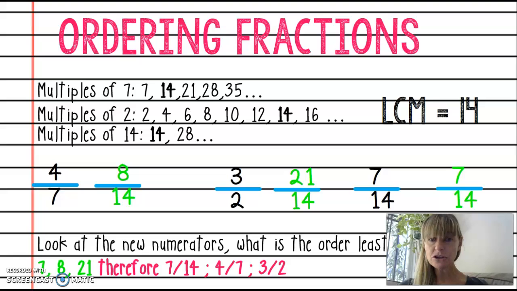So I'm looking at the new numerators, and they are 7, 8, 21. Therefore, 7/14 is first in my order. Then comes 4 over 7. Then comes 3 over 2.